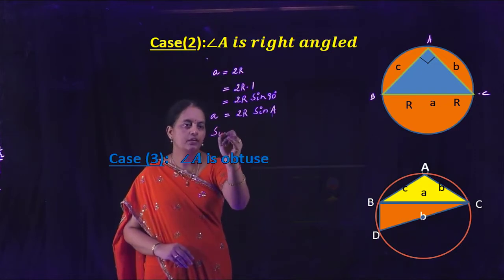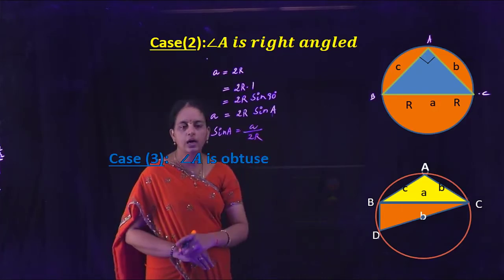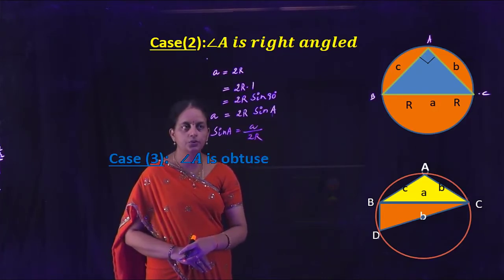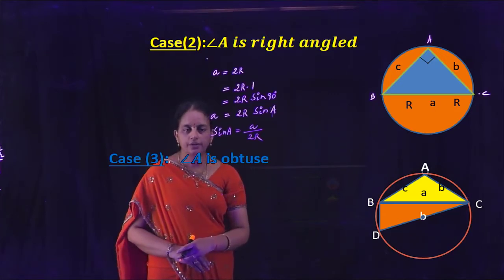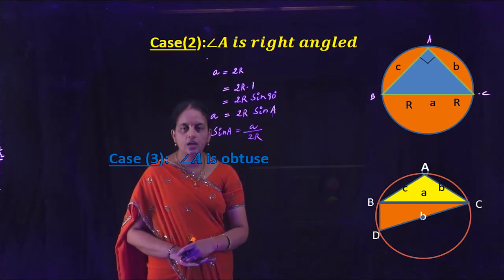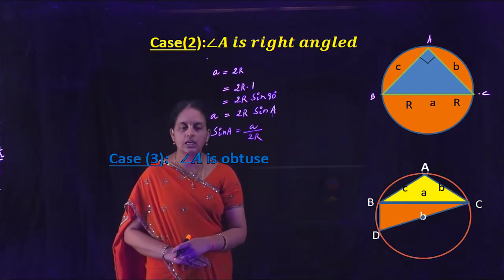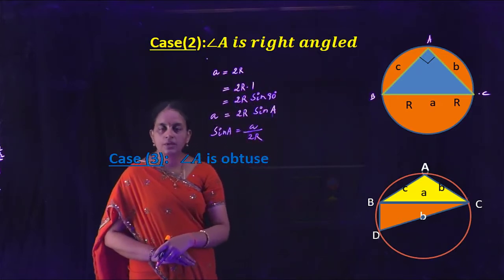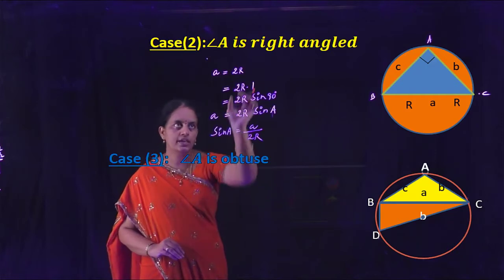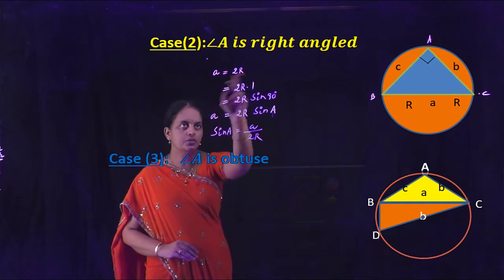From this, we can write sin A is equal to a by 2R. In this case also, sin A is equal to a by 2R. In any right angle triangle, the circumcenter lies on the triangle. That means here the hypotenuse is equal to the circumdiameter. From the figure, hypotenuse means BC. BC is equal to small a. Small a is equal to the diameter, that means 2 into capital R. So a is equal to 2R.